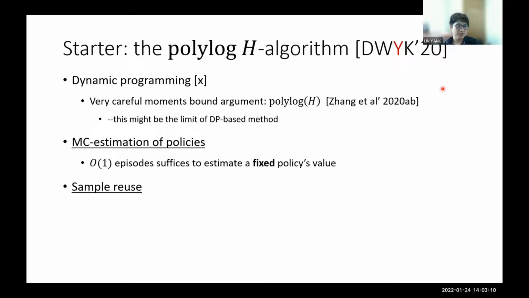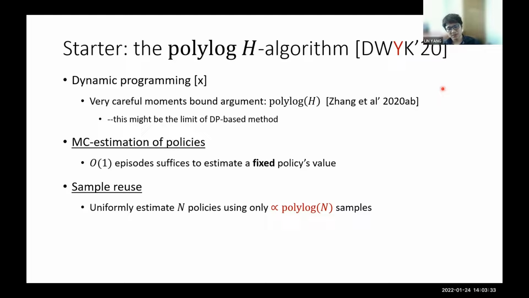However, if you want to use this to find the best policy, you need to search for the best policy, right? You need to run it for a lot of policies. The number of policies can be exponential in terms of the horizon, and that can doom your estimation or optimization procedure. So in order to solve this problem, we come up with the sample reuse property. Sample reuse means that you can reuse the samples collected from previous policies. Because of that, if you want to estimate n policies for very big n, you only need polylog n trajectories of samples because you are reusing the samples, right?